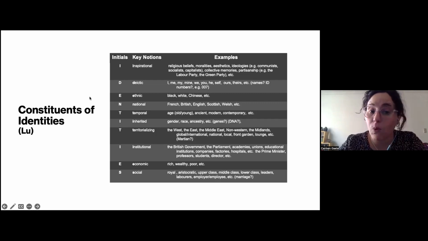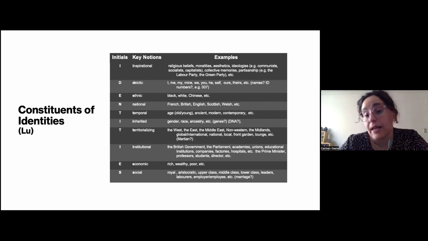Then we have the temporal ones. So we tend to forget about these ones as well. And in that sense, age is perhaps one of the most apparent ones. So you have a different identity when you're old than the identity you had when you were young or younger. That depends on you, of course. Some people perhaps feel more comfortable with that type of change than other people. So that's going to influence, of course, your identity as well. In other words, your identity 10 years ago doesn't have to be the same identity that you have now.